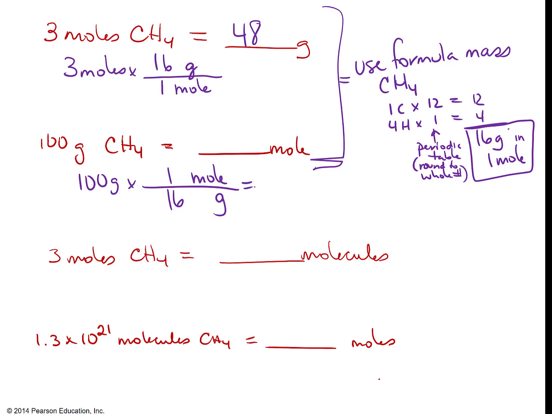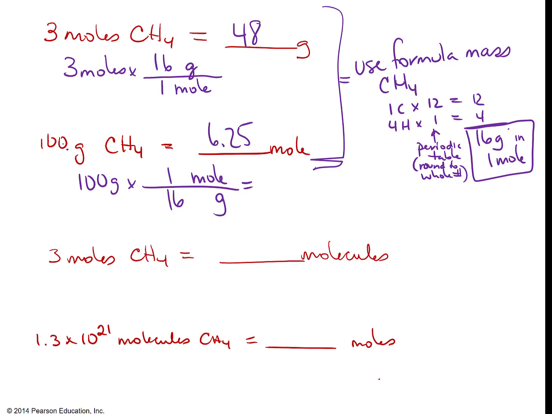100 divided by 16, 6.25. And we'll say it's 100 exactly. So we can keep our, I didn't write significant figures, sorry. Okay, so if you have grams, you can go to moles using the formula mass. If you have moles, you can go back to grams just using the formula mass.